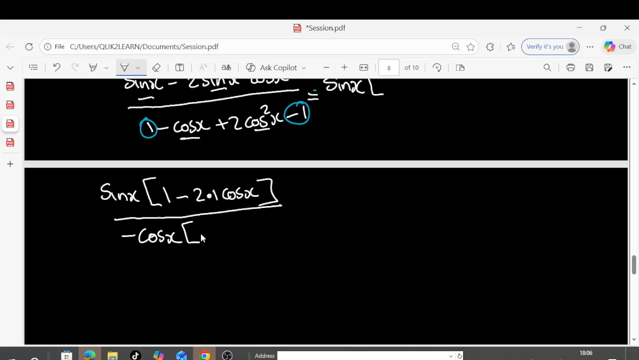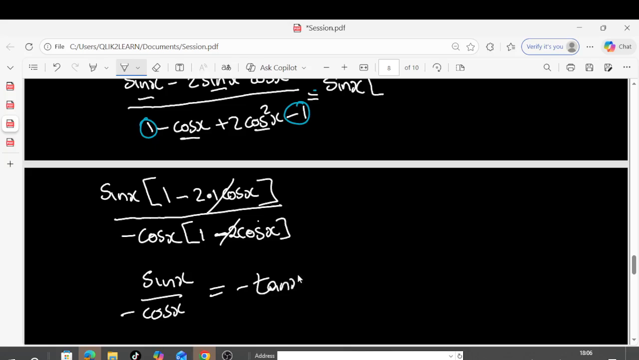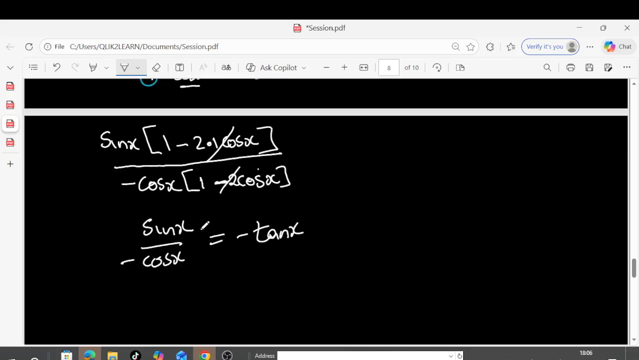Then I'll be left with 1 minus cos x. So look at this. This is just 1 minus 2 cos x. These two cancel. I'm left with sine x over negative cos x, which is just negative tan x. Therefore, your left hand side is equal to right hand side. And that's how it is.